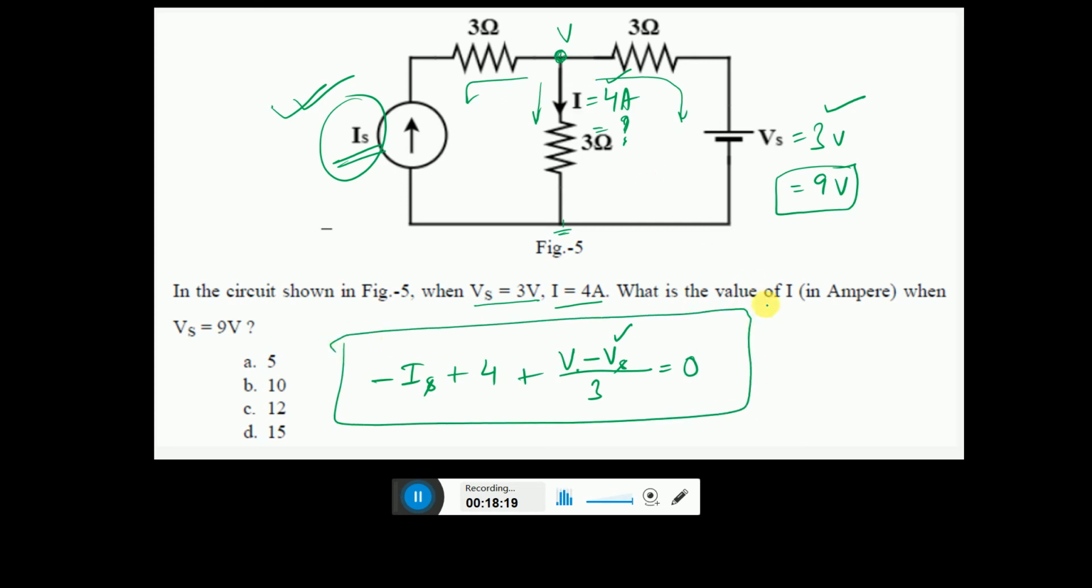The equation is V by 3 is equal to I, because this is known to us. So I is equal to 4. So I can write V is equal to 12 volts. Once I know the value of V here, you can find what is the value of Is. Okay, let us calculate this.